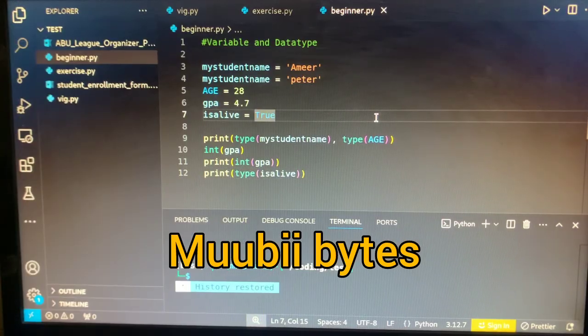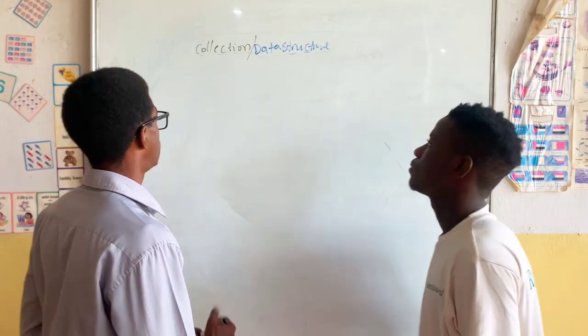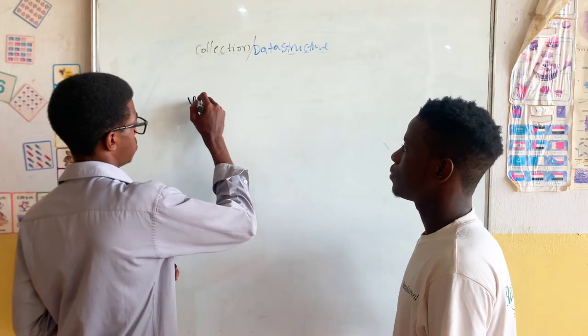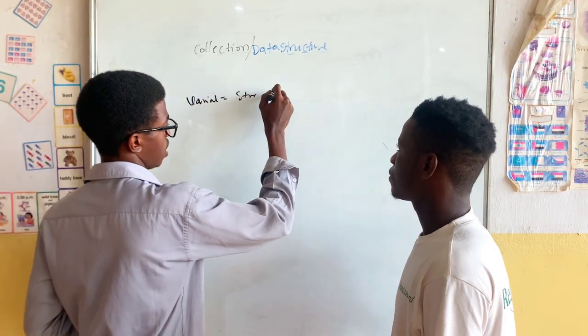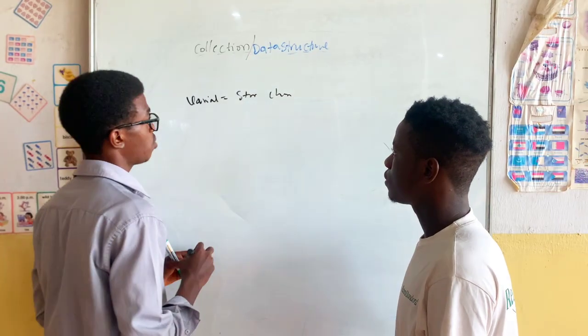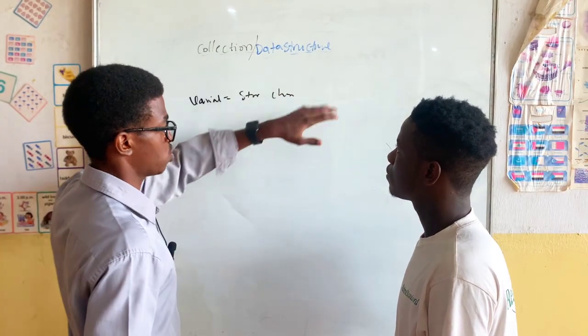So we're done with the theoretical part. Now we're going to do the practical aspect. Previously we discussed variables. We said a variable is something that we store and can change later. So now we're going to discuss data structures, or I say collection slash data structure.